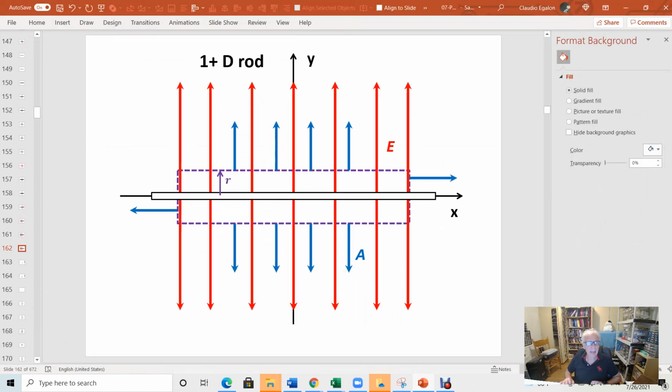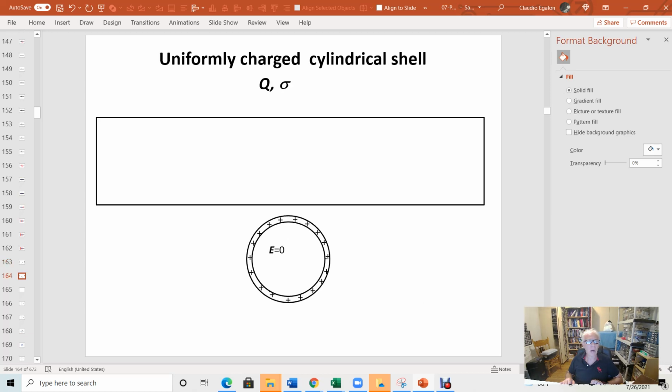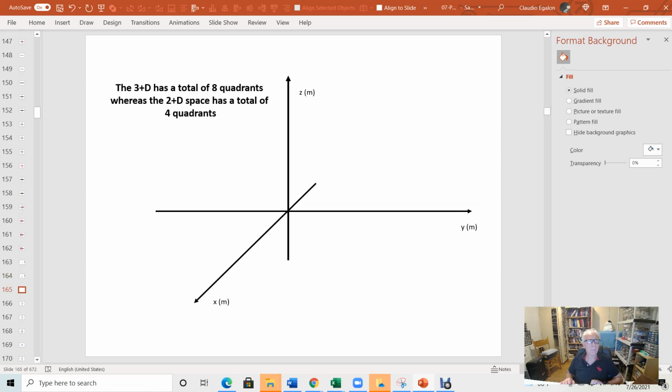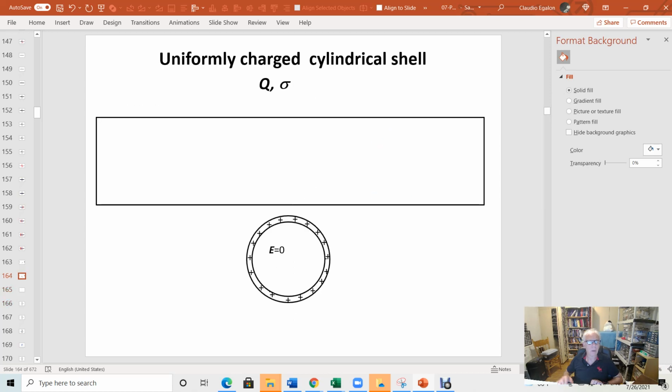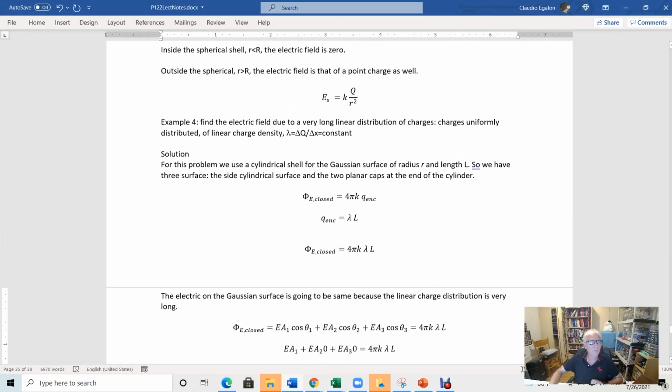Okay, so next, one more. Let's see, how much time are we doing? 1 hour, right? Uniformly charged cylinder. We're not going to do the uniformly charged cylinder inside, because just like the uniformly charged sphere, it requires calculus to calculate the charge at the center. But for a uniformly charged cylindrical shell, it's similar. I'm going to give you the answer for the other ones.